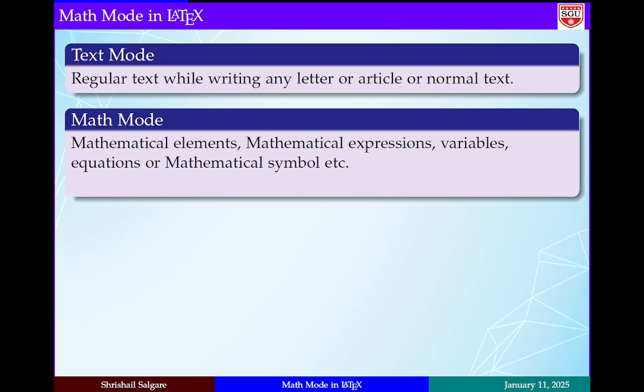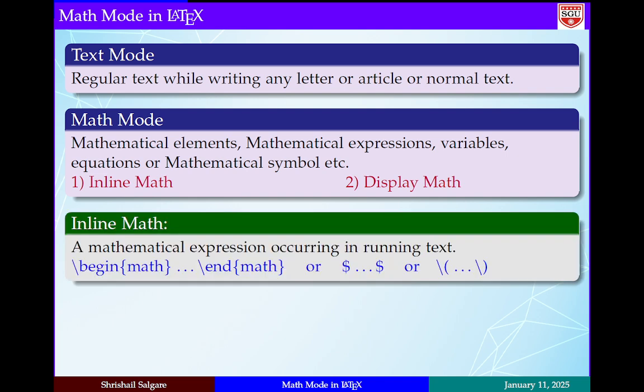Again, in math mode there are two types. First one is inline math, and the second one is display math mode. So what is meant by inline math? Inline math is when we are typing an expression, and in the same line we include some particular symbol or equation. That can be considered as inline math. An inline math expression can be obtained by using begin math and end math. When we use begin and end with backslash, we call that an environment.